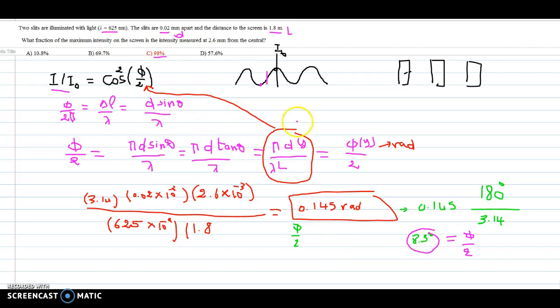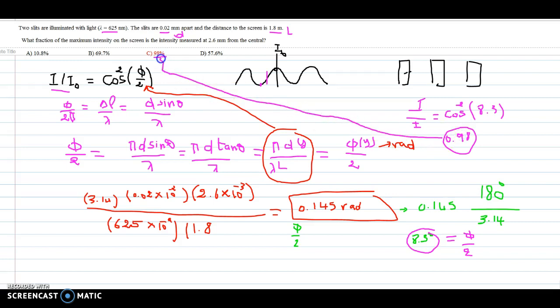Now we are ready to find the ratio. The ratio I over I0 is just cosine of that angle, squared. So cosine squared. And now since my calculator is already in degree mode, 8.3. So this quantity you are going to find is almost 0.98, which is 98%. So that means we are very close to the maximum.